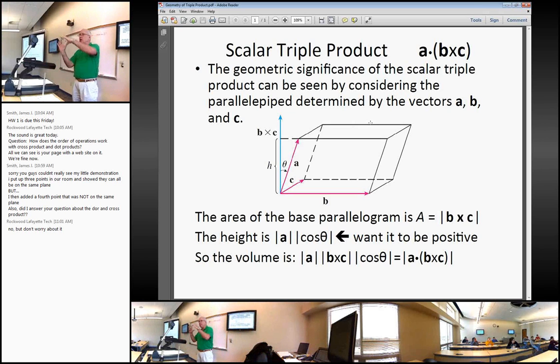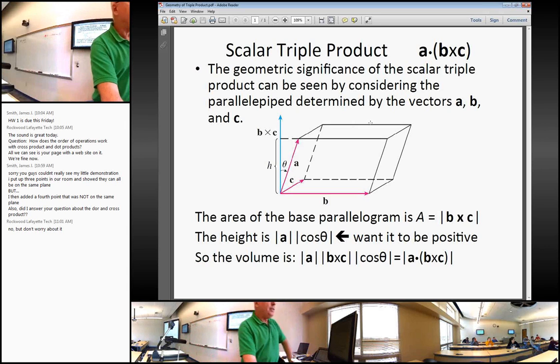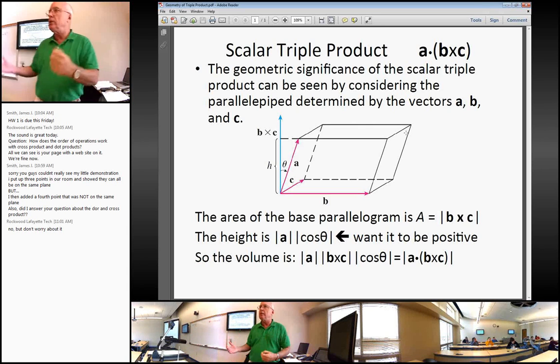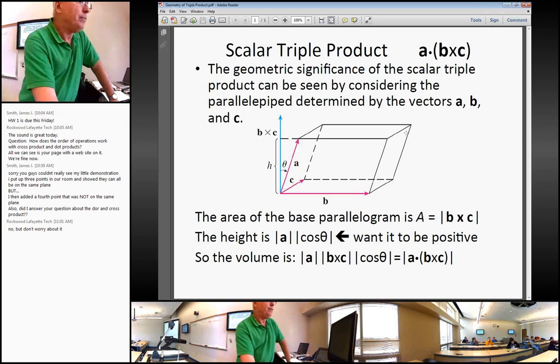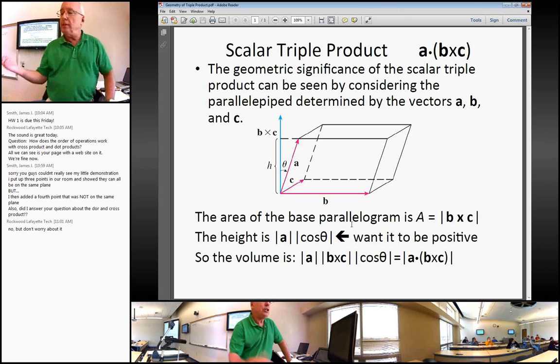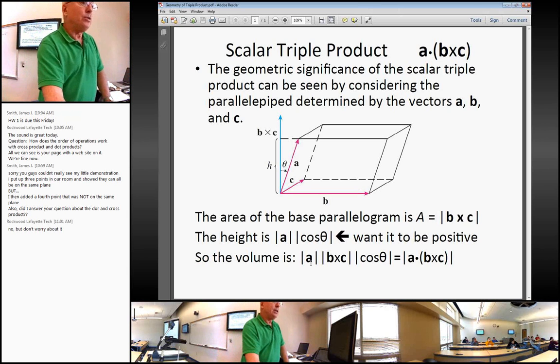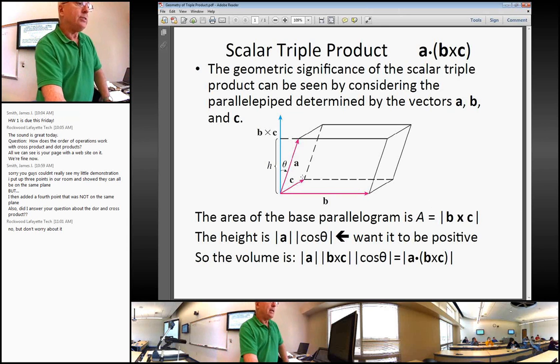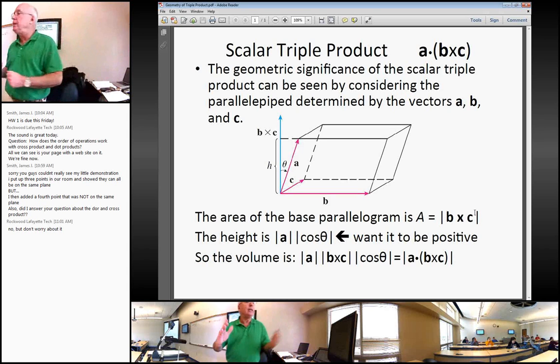It's like a parallelogram, except it's in 3 dimensions. It's called a parallelepiped. And these 3 vectors, if we extend them out like this, can be considered to be forming this figure. Now, the area of the base of this thing, right here, we've just shown that this area is equal to the length of the B cross C vector. So the area of the base, we'll call it capital A for area, is the length of B cross C.